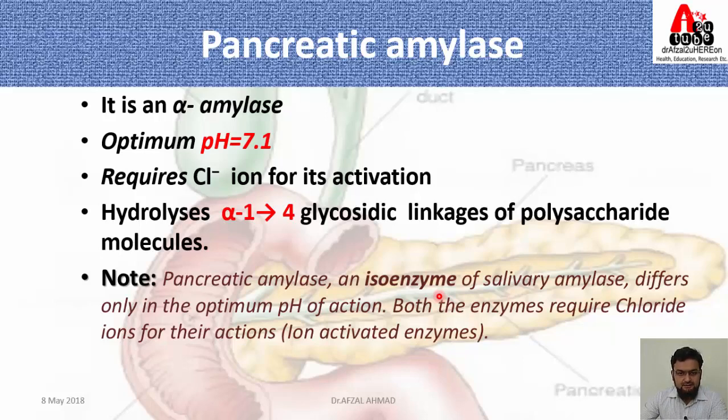But the difference in these two isoenzymes is only in the optimum pH. The optimum pH of pancreatic amylase is slightly higher than that of salivary amylase: for pancreatic amylase it is 7.1, whereas for salivary amylase it is slightly lower, 6.8. And the similarity is that both enzymes require chloride ion for their activation, and the site of action is also similar. Both these enzymes hydrolyze alpha 1,4 glycosidic linkage.